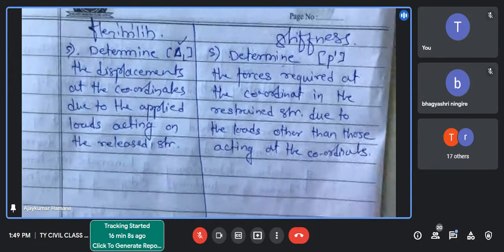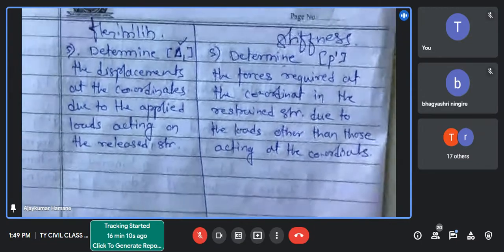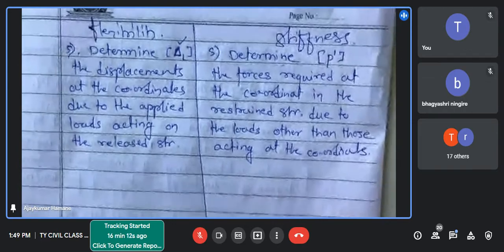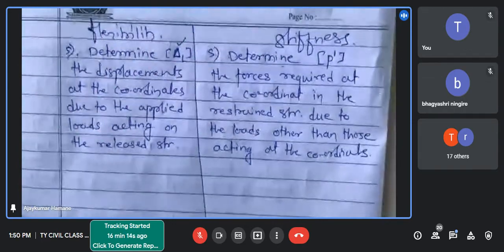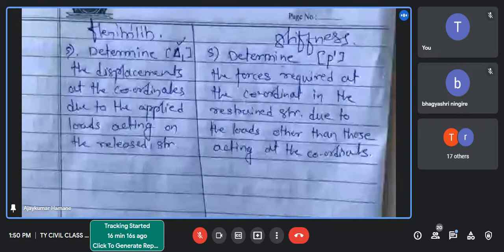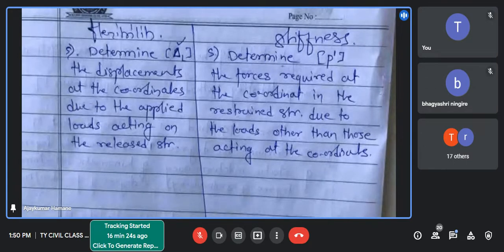So here we have to find out at the support, what is the degree of freedom? Suppose there is a roller support, so the degree of freedom is 2. It can rotate and it can translate in the horizontal direction. There we have given the coordinates. After giving the coordinates, we have made it rigid, that means we have made a fixed support instead of roller.